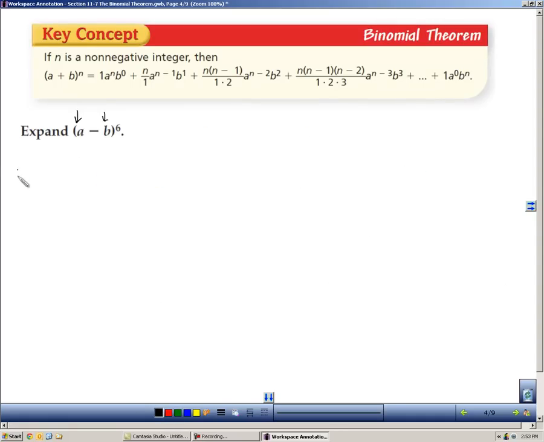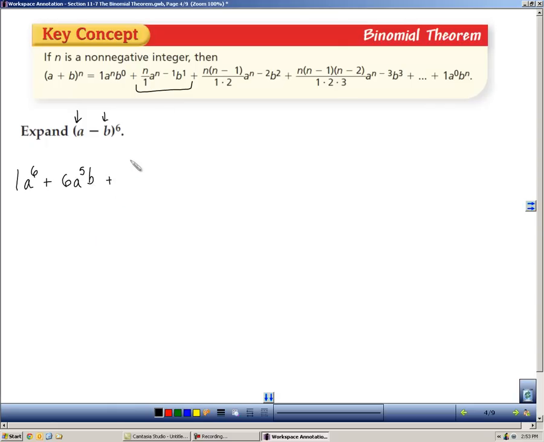So we'll start by having the coefficient of 1. We're going to have a to the 6th power and b to the 0 power, because that's what the first term looks like. Then we're going to look here at this one. This is the one I'm on now. I'm going to take n over 1. Well, n is 6, so this is going to be a 6 over 1. I knew that because of Pascal's triangle. I'm going to drop down the exponent of the a, and I'm going to increase the exponent of the b. So there's my second term.